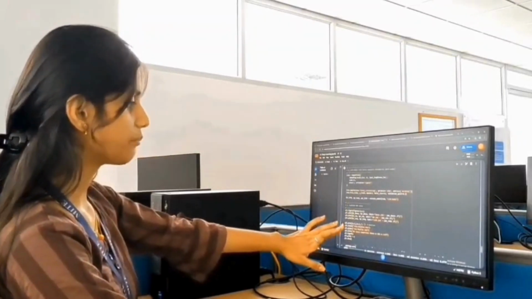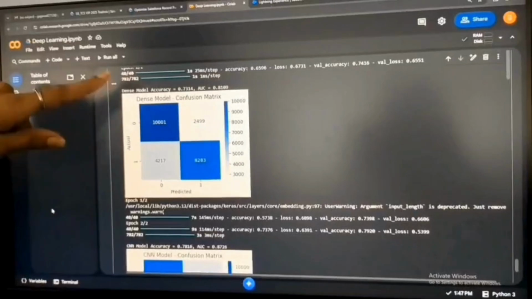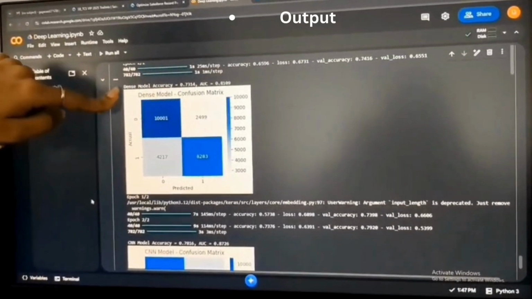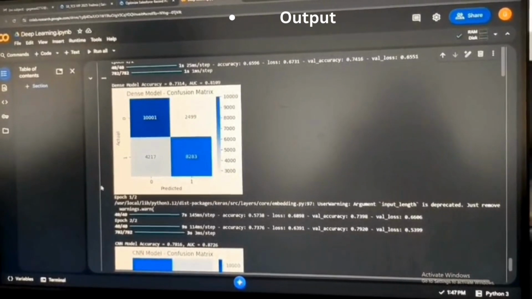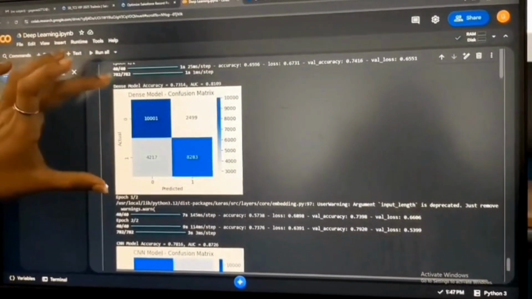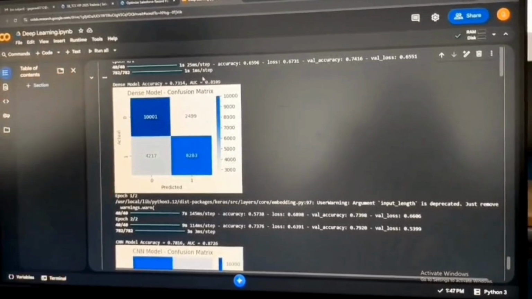And then the combined ROC curve. Here this will plot the combined ROC curve. First is the output of the dense model. Accuracy is 0.7314 and AUC is 0.8109, and the confusion matrix will look like this.